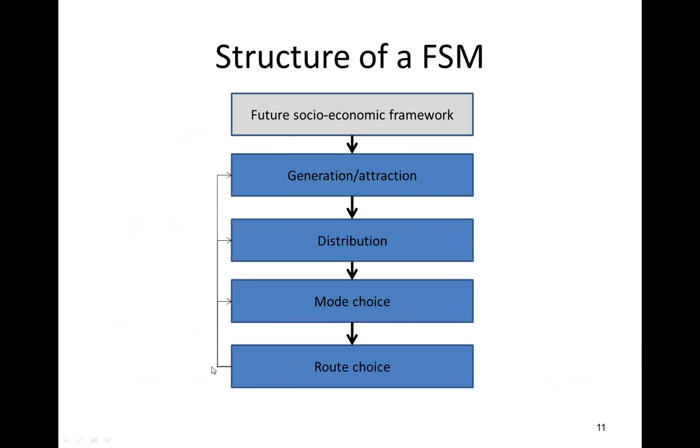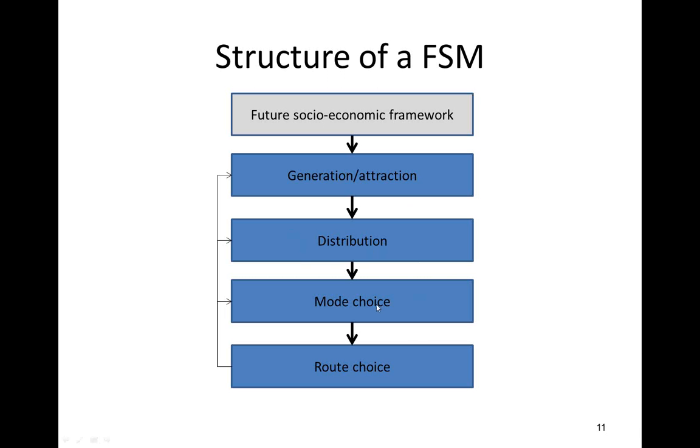Now, what is the four-step model? The four-step model structures the decision of a traveler into 4 parts. Firstly, do we travel or not? That's generation attraction. And the next level of decision is, okay, if we travel, where do we go? So that each of the trips will then be assigned to a particular destination.